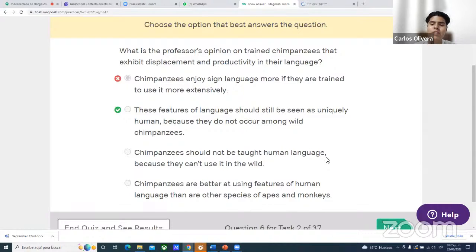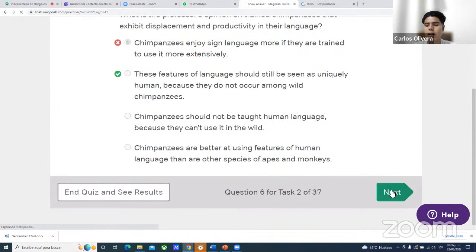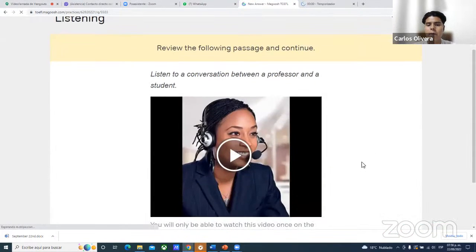She said, at the end of the lecture, when clarifying what she thought about this particular process of teaching language to chimpanzees, that she considers this is an ability that is only possible for human beings, right? So this is a correct answer. Fantastic. So let's go and get into the final material.